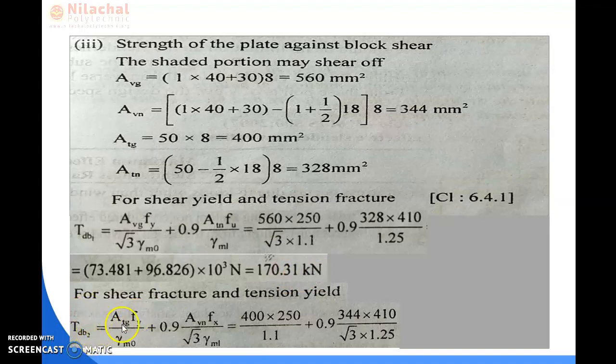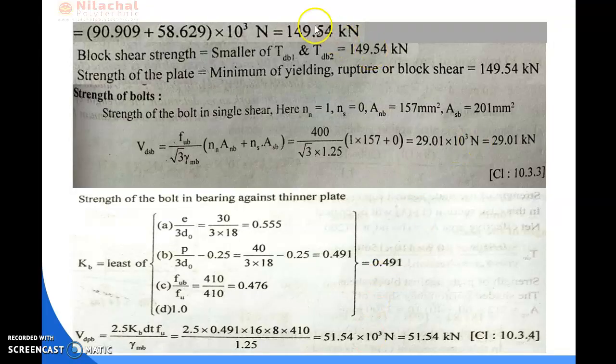So now we have to calculate TDB2. The formula is ATG Fy divided by gamma m0 plus 0.9 AVN Fu divided by √3 gamma m1, which is 400 into 250 divided by 1.1 plus 0.9 into 344 into 410 divided by √3 into 1.25. So the value will be 149.54 kilonewton.